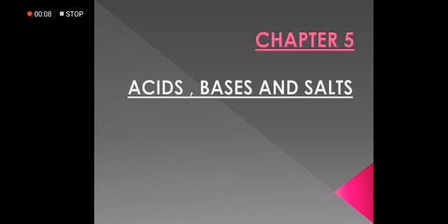Hello students, today we are going to continue with Chapter 5, Acids, Bases and Salts. We have studied about important topics of this chapter in the previous sessions. We studied about acids, their properties and uses. We also studied about bases, their properties and uses. We also studied about indicators in the previous session.